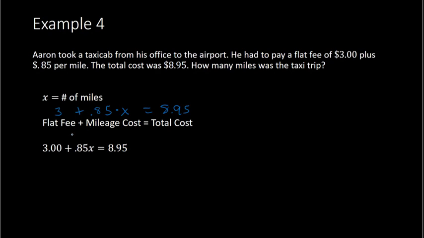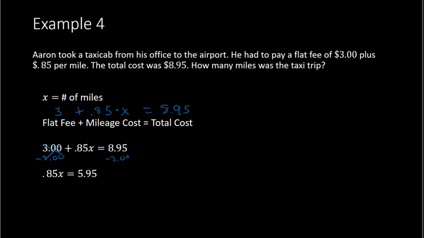So from here I can solve. I can do reverse order of operations. So I see the 3 being added and the 0.85 being multiplied. So I begin with addition first, and I move the addition over by subtracting. So I subtract 3.00 from both sides. And on the left side, I have 0.85x. And on the right side, 8.95 minus 3.00 would be 5.95.